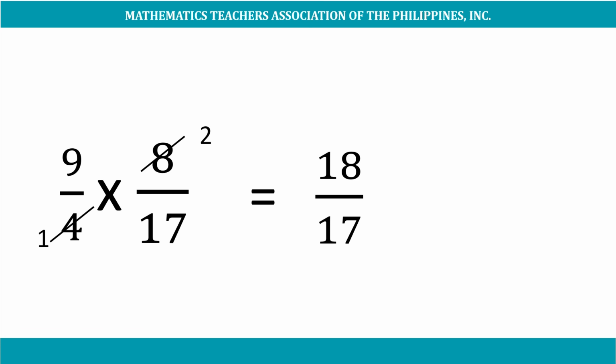Our answer is an improper fraction, so change it into a mixed number. 18 over 17 is equal to 1 and 1 over 17.